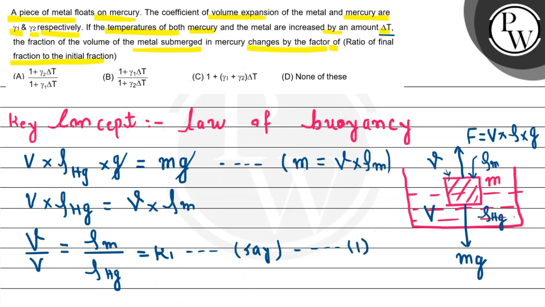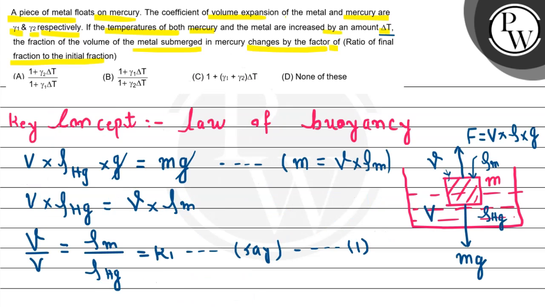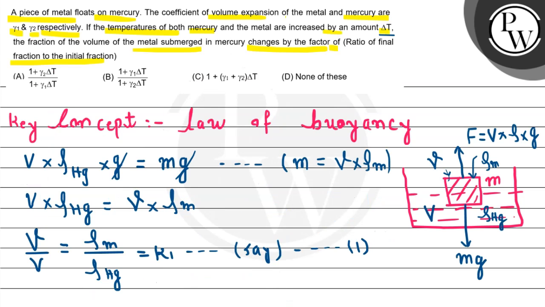And see, gamma 2 and gamma 1 are the volume expansion coefficients of mercury and metal, and this is what was asked of us: to find the ratio of final fraction to initial fraction, and we have found this by using the concept of the law of buoyancy. Now according to this, let us check the options. So option A will be the correct answer for this question. So this is the required solution.